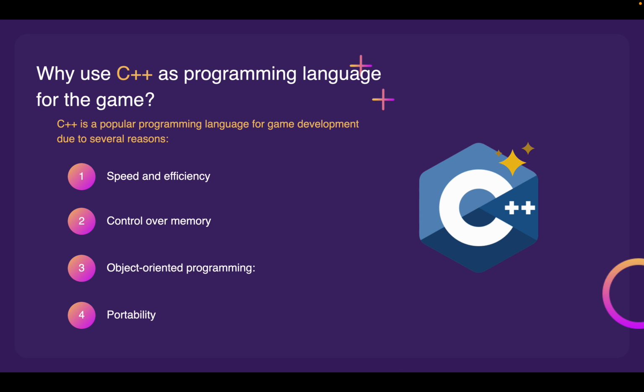Object-oriented programming. C++ supports object-oriented programming, which allows developers to organize their code into reusable modules called classes. Portability. C++ is a portable language, meaning that it can be compiled and run on a variety of platforms, including Windows, macOS, Linux, and mobile devices.